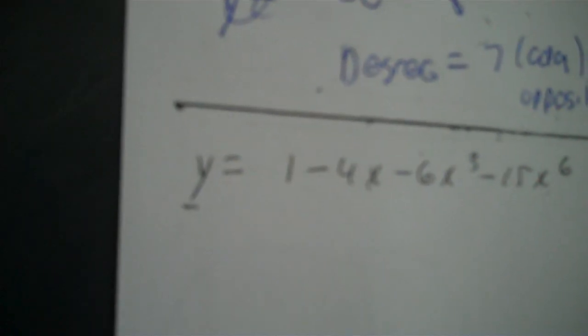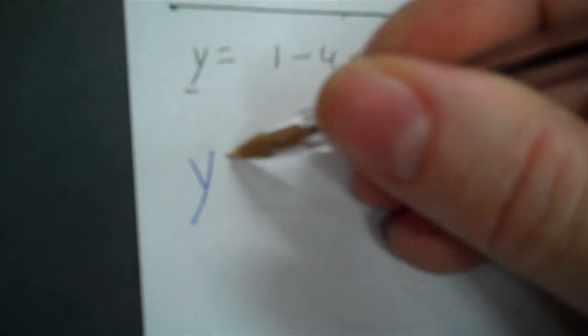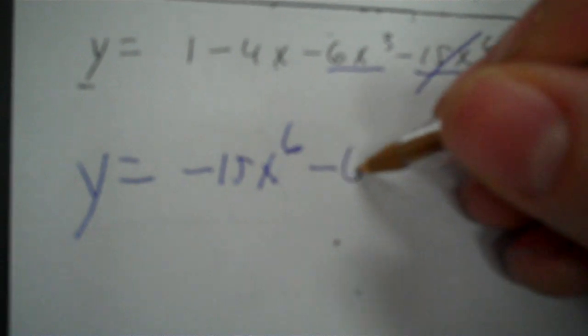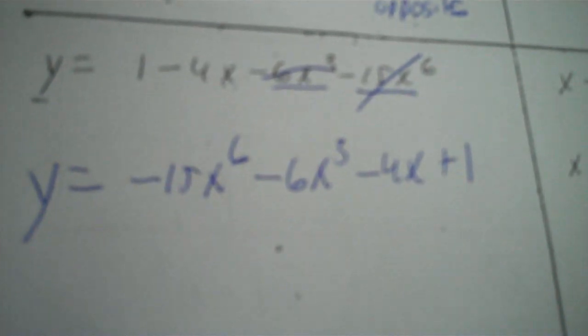Okay, next one, y equals 1 minus 4x minus 6x to the 3rd power minus 15x to the 6th. Well, this needs to be in the proper formation. See, the highest exponent I have is the 6th power. That's the only one I have, so negative 15x to the 6th. Then the next highest is the x to the 3rd. Next highest would be the x, and then the constant always goes in the end.